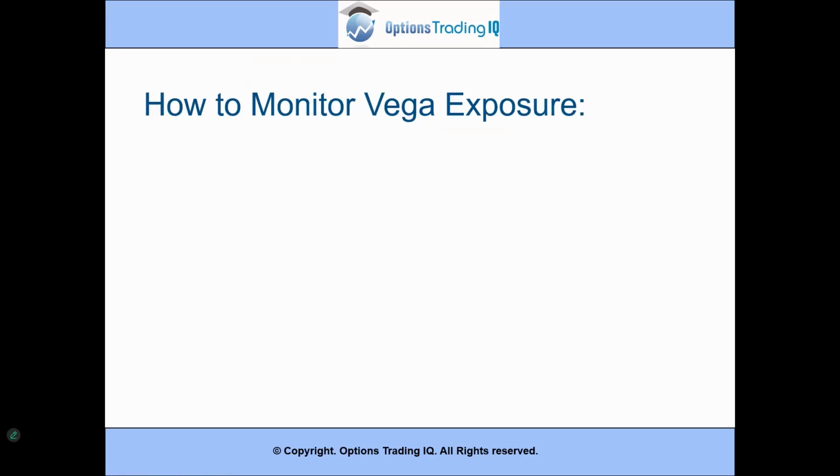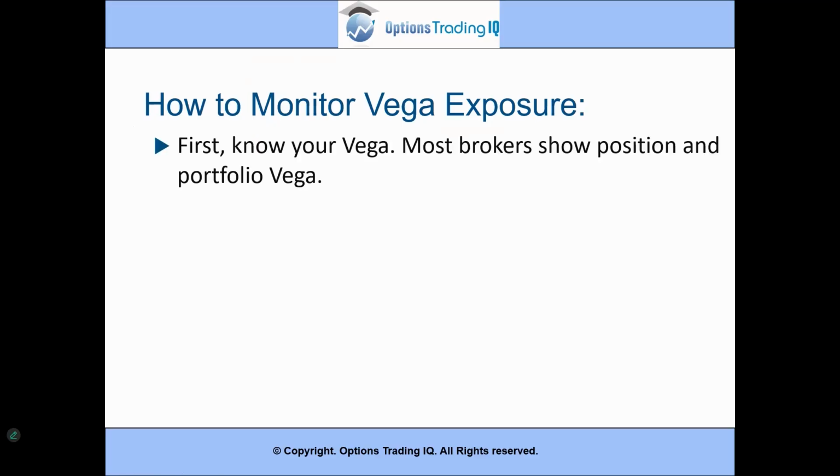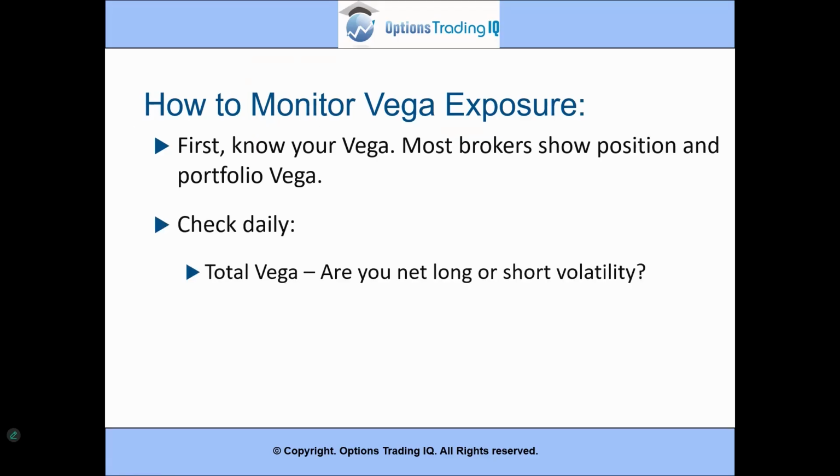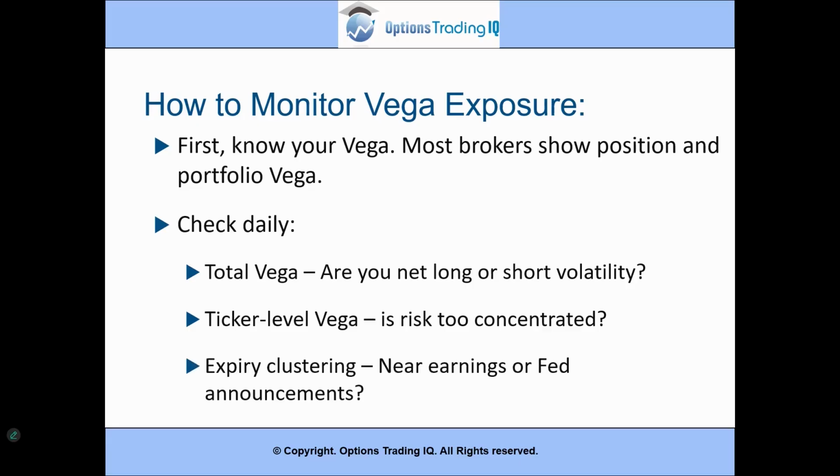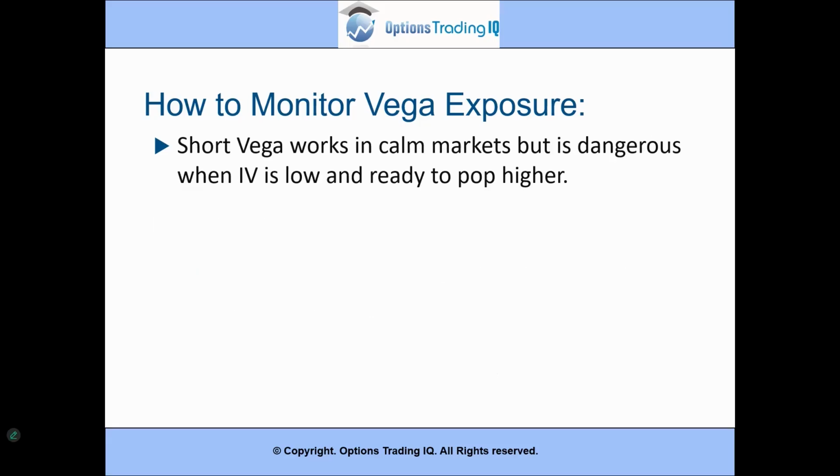Let's talk about how to monitor Vega exposure. First, you need to know your Vega. Most brokers are going to show position and portfolio Vega. Interactive Brokers is really good at doing this with their Risk Navigator platform. Check daily your total Vega. Are you net long or short volatility? Your ticker level Vega. Is your risk too concentrated in one particular underlying? And any expiry clustering. Do you have a lot of trades that are near earnings or Fed announcements? Short Vega works fantastically in calm markets, but is dangerous when IV is low and ready to pop higher.